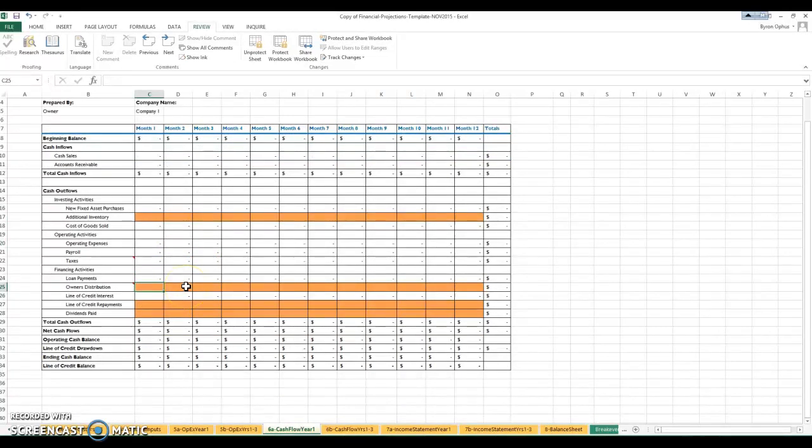Owner's distribution. I definitely expect everybody to show some owner's distribution. The SBA would. If you submitted a loan application that was going to be through the SBA, they kind of require that. They want to know that the owner is taking something out. They have to feed their family, etc. Exceptions to that were if there was outside income. But for our purposes, yeah, there should be something in here.